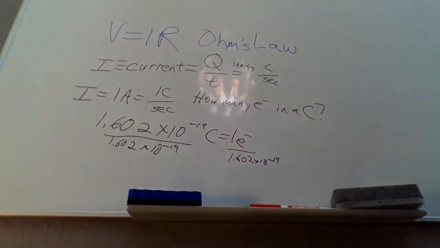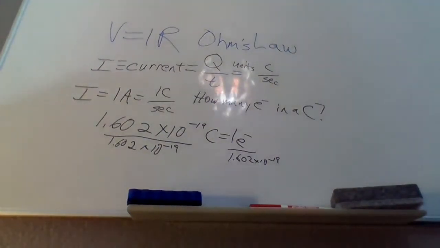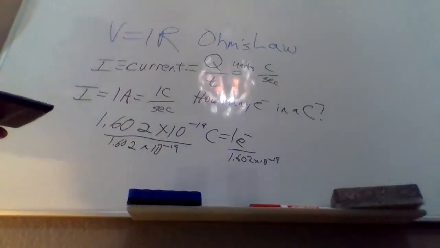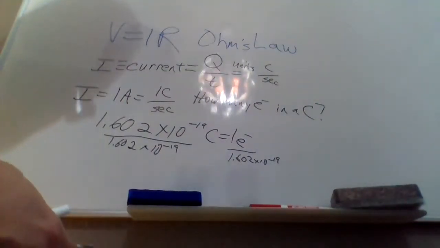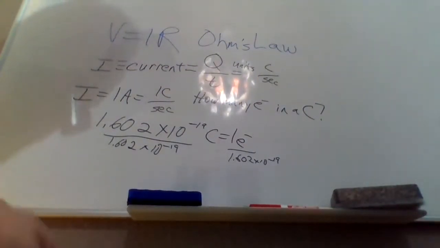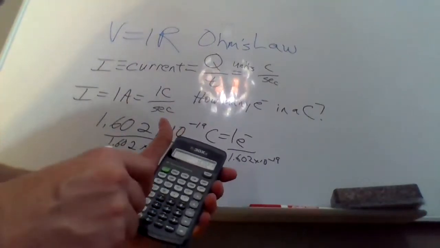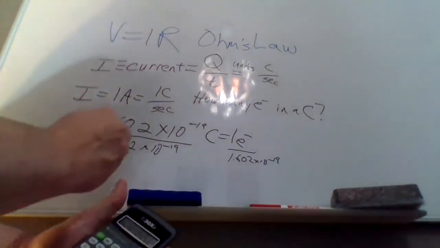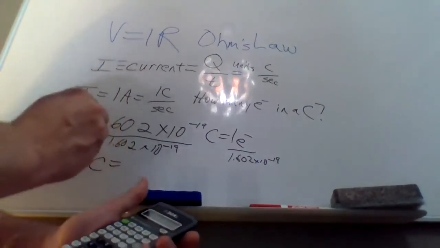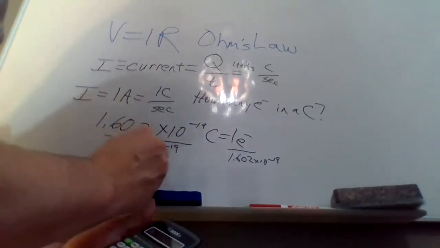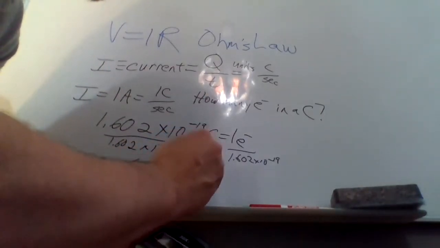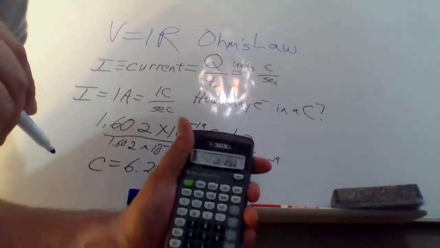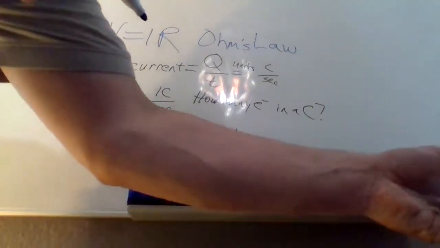And now I'm going to go grab my calculator. I take 1.602, hit the 1 over x button. And so 1 coulomb is equal to 6.24 times 10 to the 18 electrons. So there's a lot of electrons in a single coulomb.